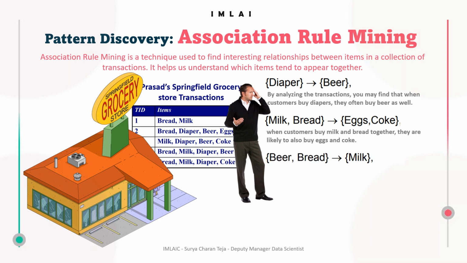Next, the third pattern that we have here is that buying of beer and bread tends to lead to buying of milk. When customers buy beer and bread, they often buy milk as well. So these patterns are called association rules. They show the relationships between different items based on their co-occurrence in transactions.